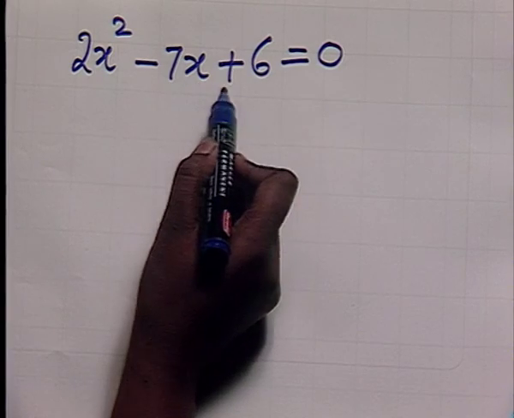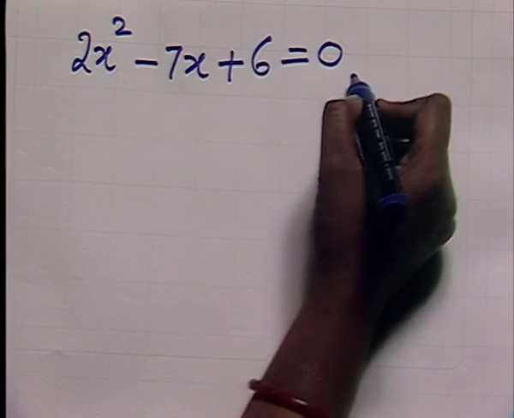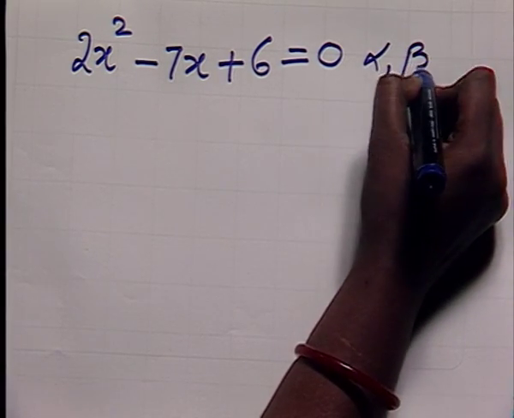Now, one way to solve this will be to find out the roots of this given equation, double them, and then find out the sum and the product of the roots of the required equation, and then construct the equation. Don't you think that will be a very lengthy method? So, let us try to find out a shortcut method. Now, we are given this equation 2x square minus 7x plus 6 equal to 0. Let the roots of this equation be alpha and beta.